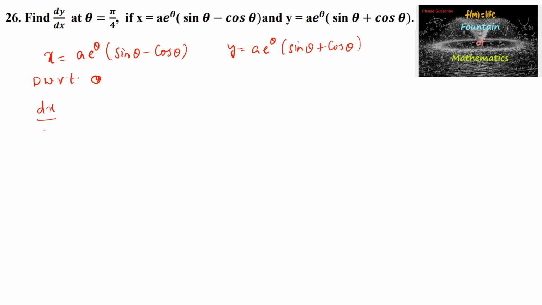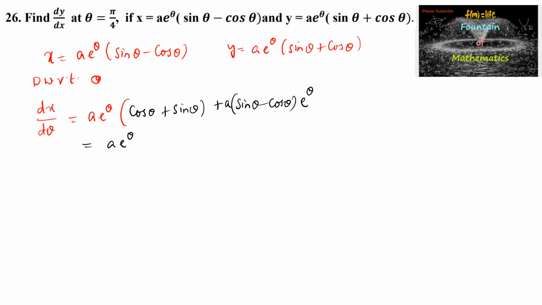So we have dx by d theta is equal to a into e power theta of, by using UV rule, differentiation of sine theta minus cos theta is cos theta minus cos theta differentiation is plus sine theta, again plus sine theta minus cos theta into a differentiation of e power theta is e power theta. So we can write here a e power theta taken common, cos theta plus sine theta plus sine theta minus cos theta.